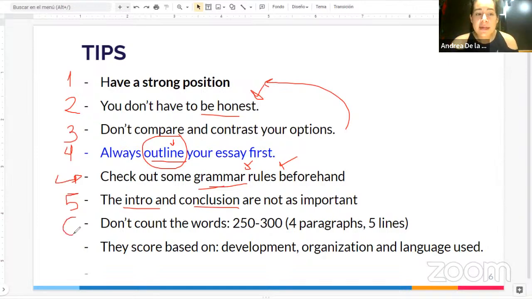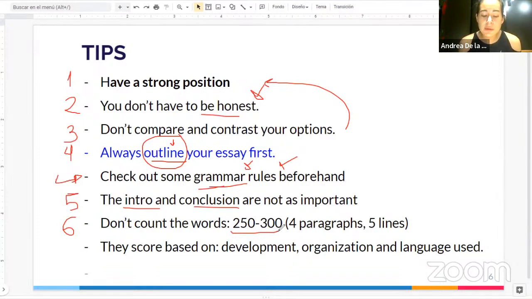Another thing, and you're probably gonna ask me this: how many words should I write? This is what most people ask. When you're taking the test, the TOEFL will tell you that you should have around 250 to 300 words. But that is not a word limit or a word requirement. You can go over this, you can have fewer words. It's totally fine. Don't count the words, and don't feel that if you have more, you're gonna get a higher score. It's about quality, not quantity.